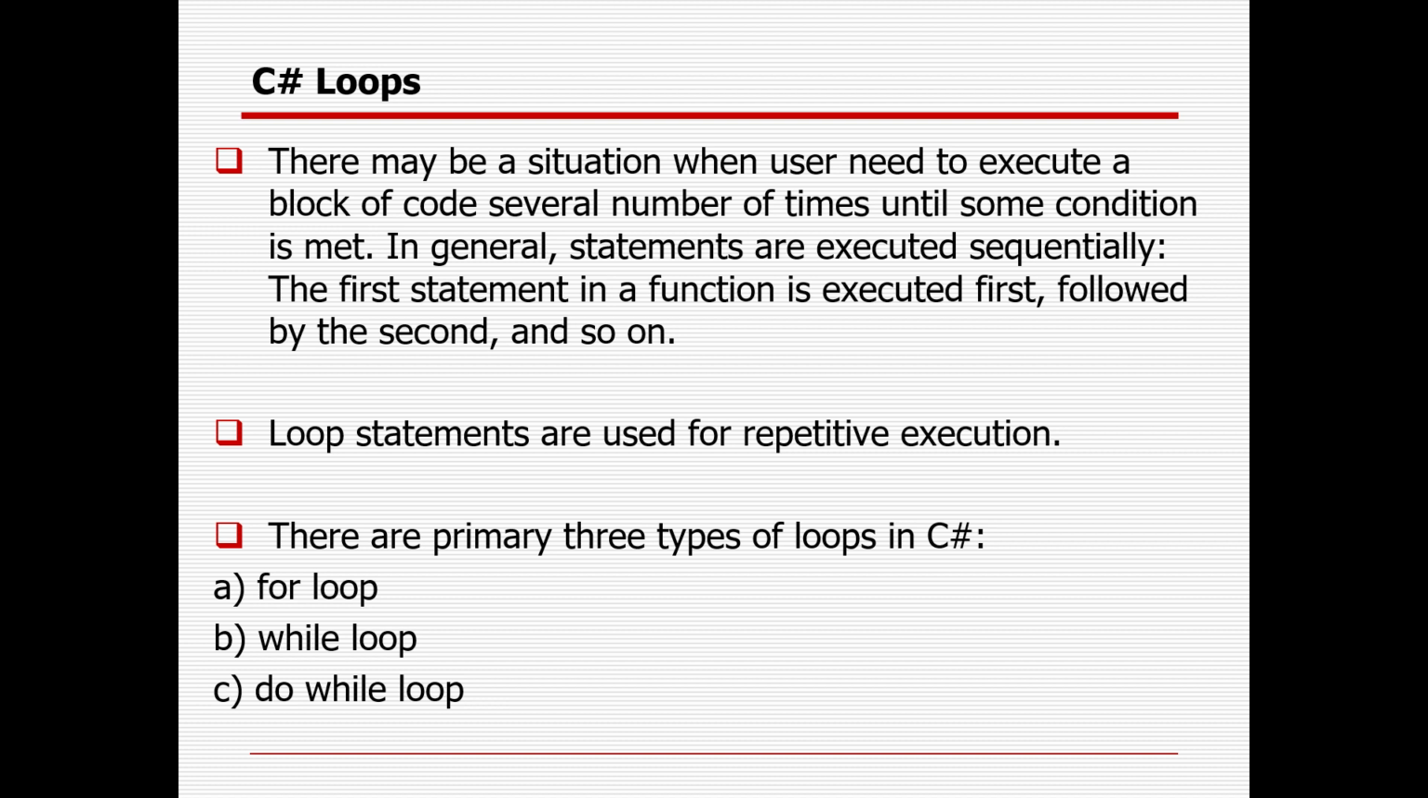In general, statements are executed sequentially. The first statement in a function is executed first, followed by the second, and so on. So loop statements are used for repetitive execution. In C-Sharp, there are primarily three types of loops available. The first one is for loop, the second one is while loop, and the third one is do while loop.